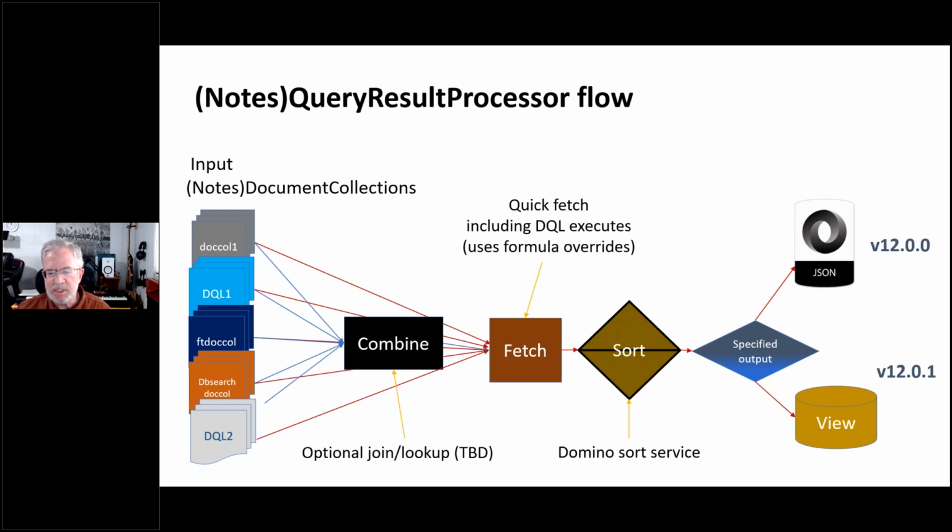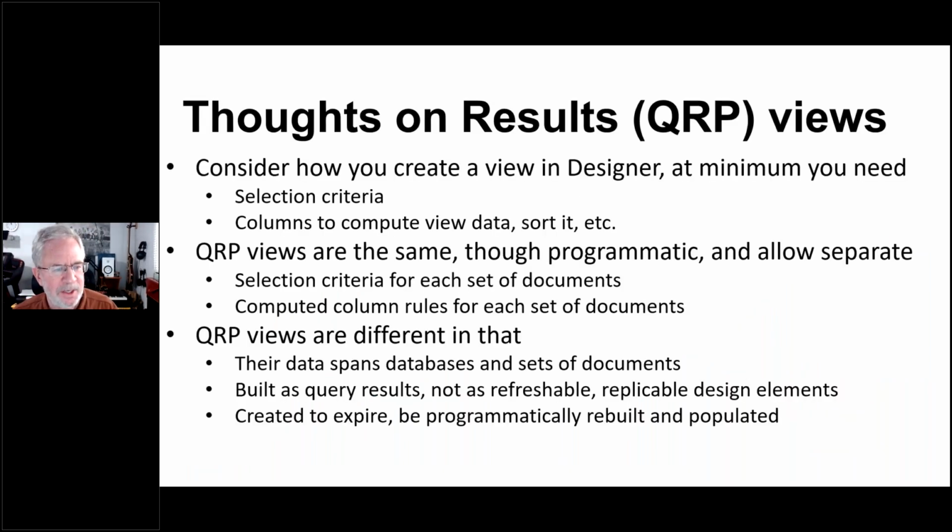And you have two specified outputs, again, JSON or views, and each has its strengths. So this is really, the Domino search service has never been callable outside of views, and you can now, in the JSON case, call the sort package. Okay, again, this is the kind of review and the way it works.